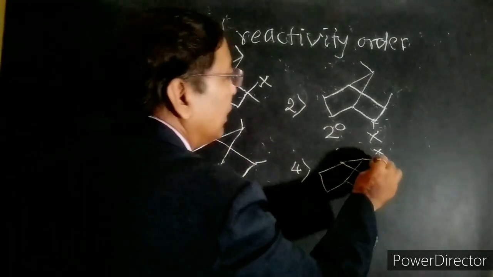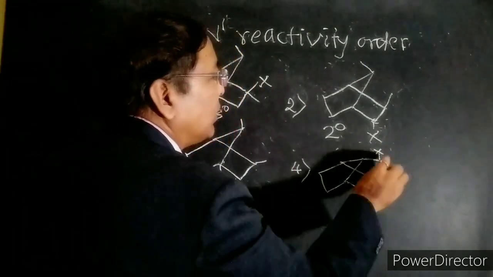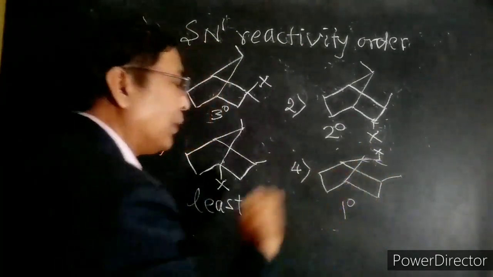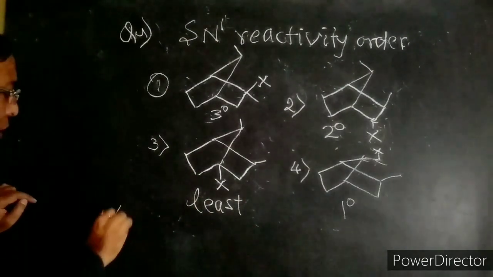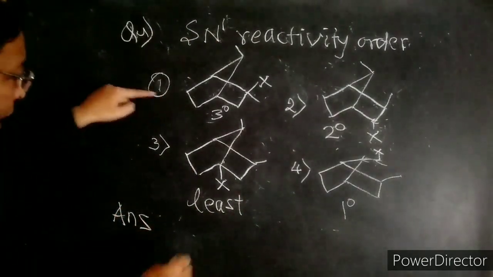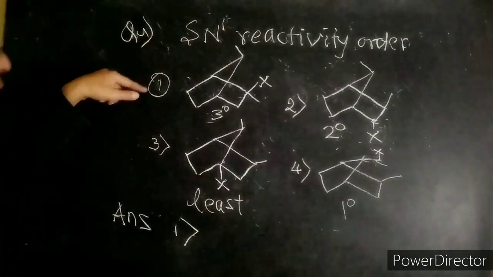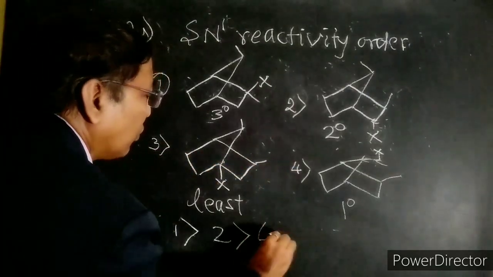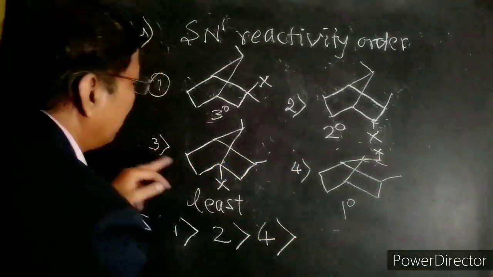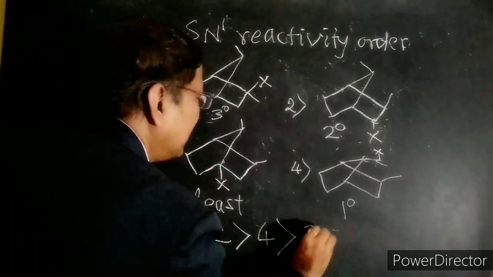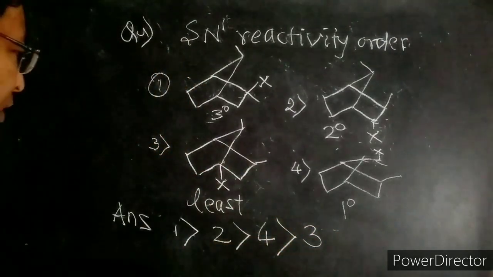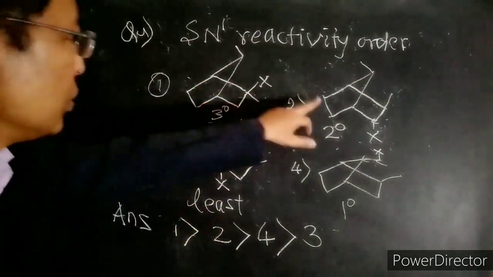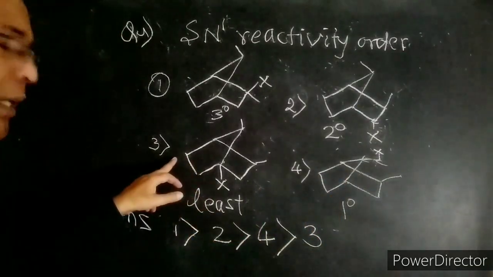And if you consider this molecule, here the halogen atom is attached to this carbon and that carbon is attached to one more. Therefore, this is a primary alkyl halide. Therefore, what is the order? The order is: tertiary alkyl halide means the first molecule, secondary alkyl halide means the second molecule, and the fourth one, and the bridged carbon atom has least priority, so we keep it at the end. Therefore, the SN1 reactivity order in this molecule is 1, 2, 4 and 3.